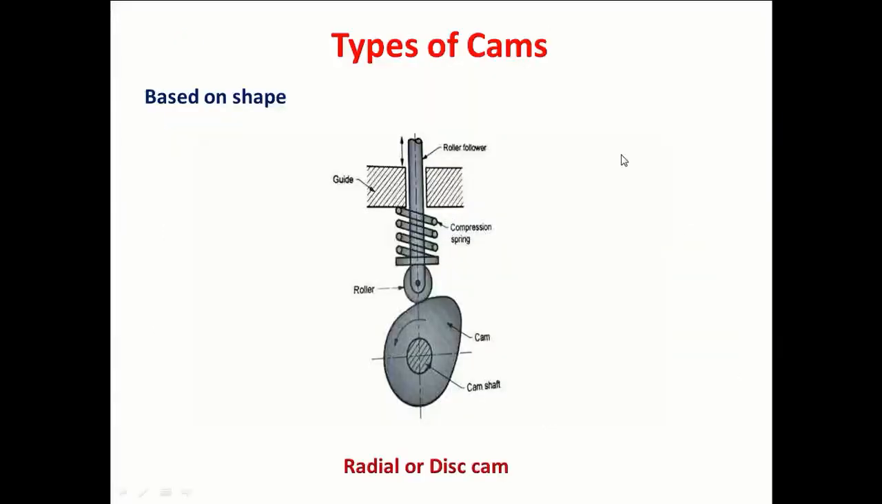Now, let us know about the different types of cams and followers. These are the different types of cams based on shape. First amongst is the radial or disc cam. The cam is of radial or disc shape. This is the follower which is reciprocating inside the guides.